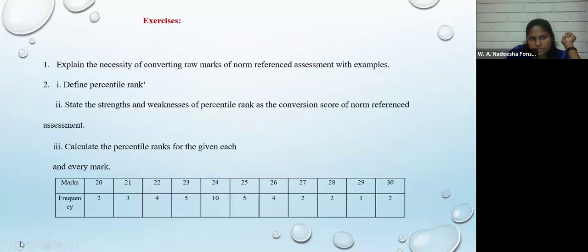That is percentile rank. State the strengths and weaknesses of percentile rank as the conversion score of norm reference assessment. Strengths. What are the strengths? Advantages or strengths of percentile rank, PR.